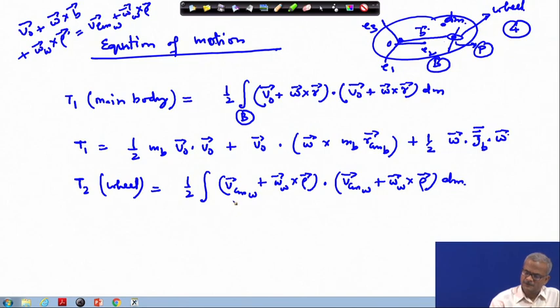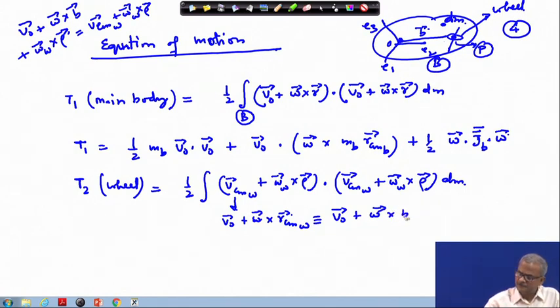Now, this quantity, as already written above, is nothing but V0 plus omega cross the center of mass of the wheel, which we are writing as B. So this is nothing but omega cross B. B is the vector from here to the center of mass of the wheel. Then we need to expand and work with this.